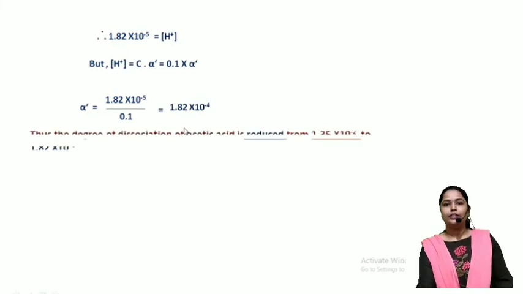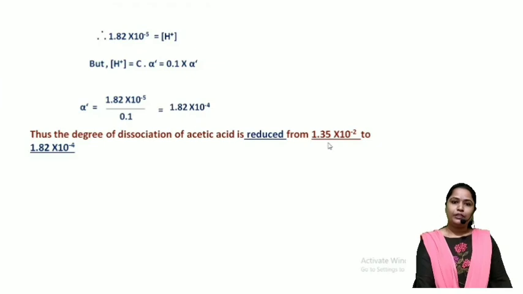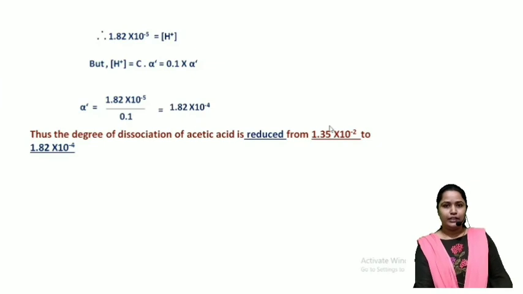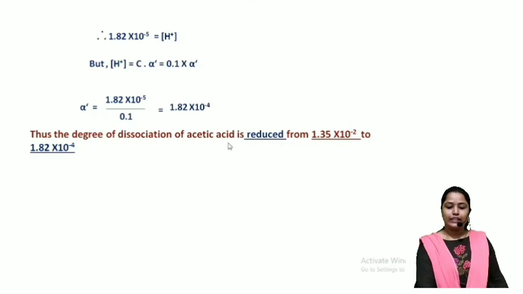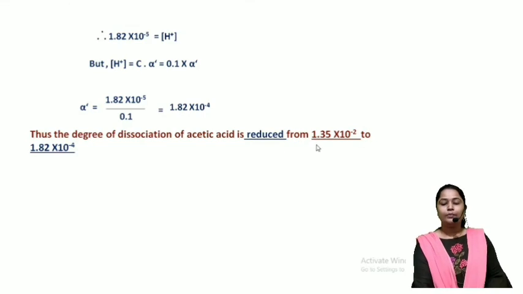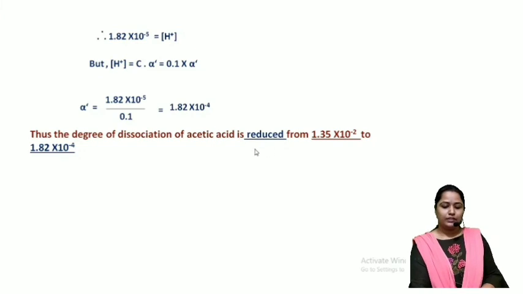If we compare the degree of dissociation before the addition of sodium acetate and after the addition of sodium acetate, we will say that the degree of dissociation of acetic acid is reduced from 1.35 into 10 raised to minus 2 to 1.82 into 10 raised to minus 4. That means, due to the addition of a common ion, the degree of dissociation of a weak electrolyte is suppressed.